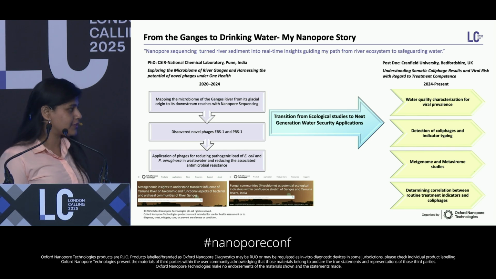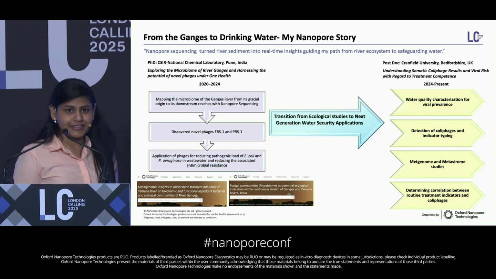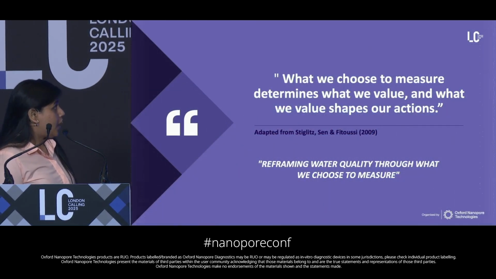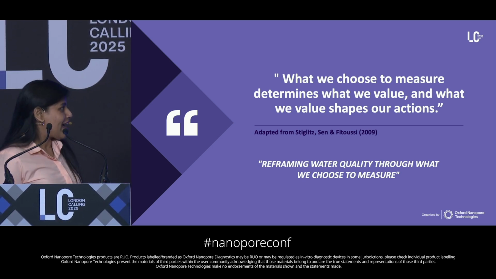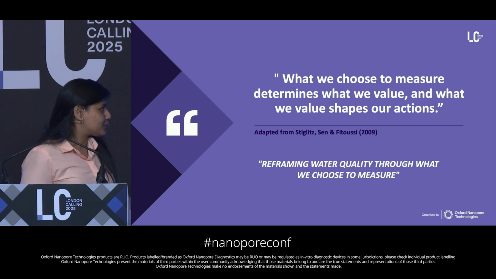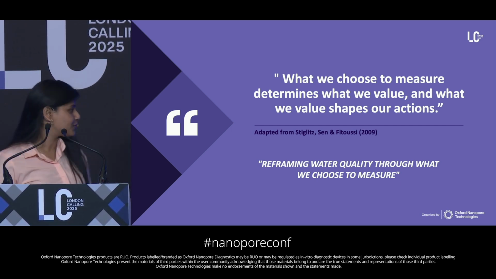So this brings us to one of our key questions: what we choose to measure determines what we value, and what we value will shape our actions. This is a quote that I really like, and I've taken it from Stiglitz and Fitoussi.